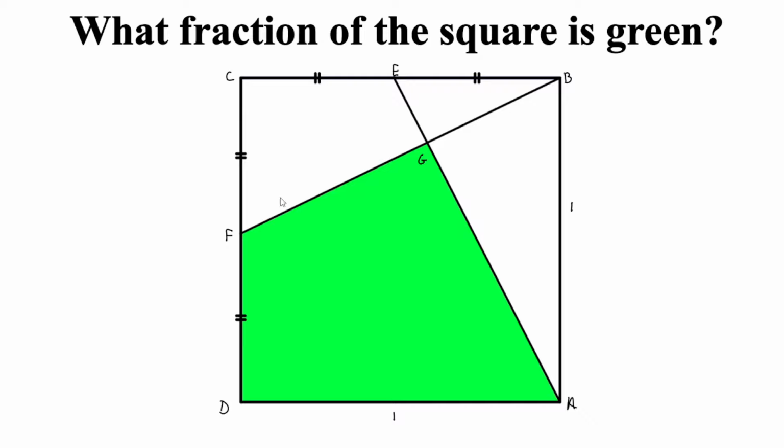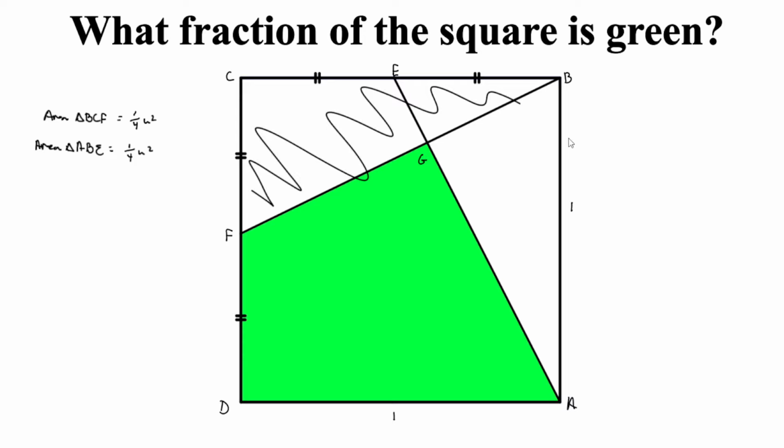So the white parts are actually made of two triangles. Triangle BCF and triangle ABE. And we can find the area of these two triangles quite easily. So let's say they have a base of 1 and a height of 1/2. So 1 times 1/2 all divided by 2 will give us 1/4 square unit. So this triangle here has an area of 1/4 square unit, and this triangle here has an area of 1/4 square unit.